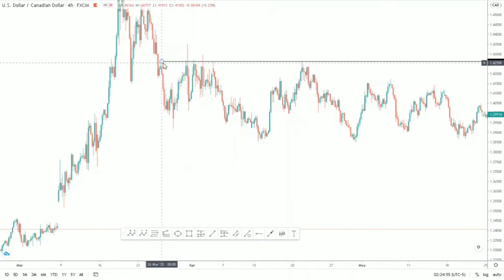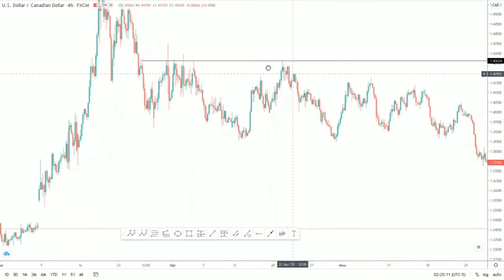We use the horizontal ray tool to mark this high here. We see that price came again, it went above and closed below. So this is showing that a lot of sellers are here. What price does in the past, it normally does again in the future, and we can see that here, price reacting to key levels here.